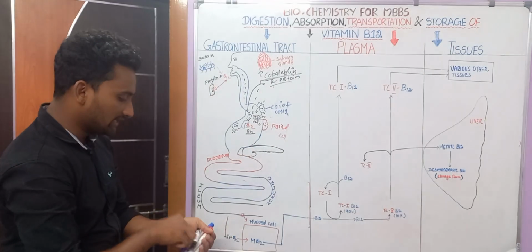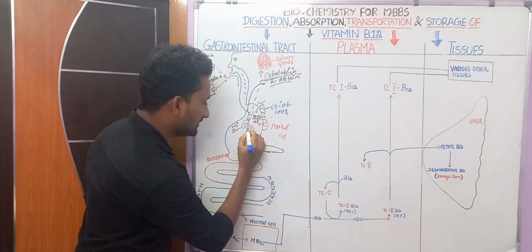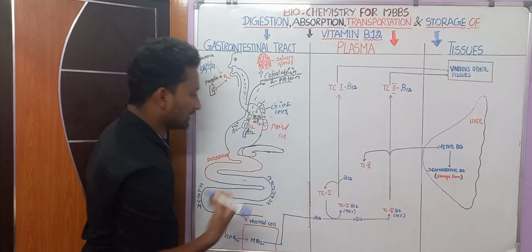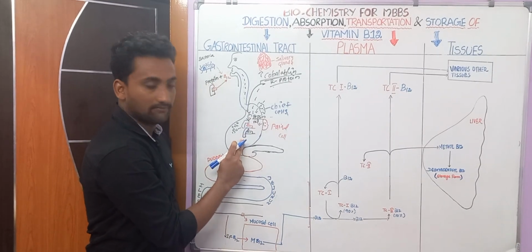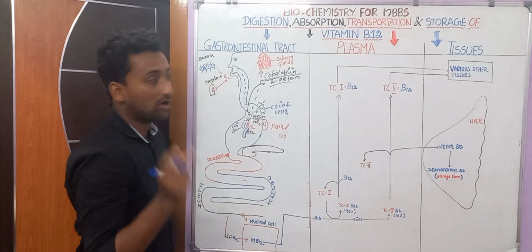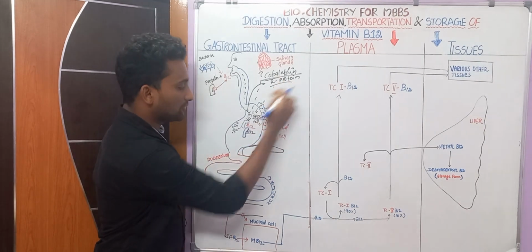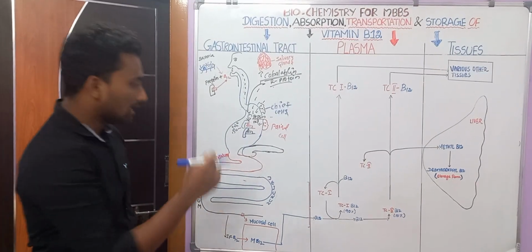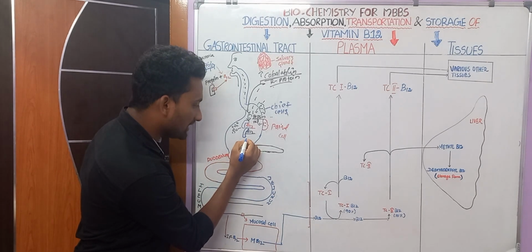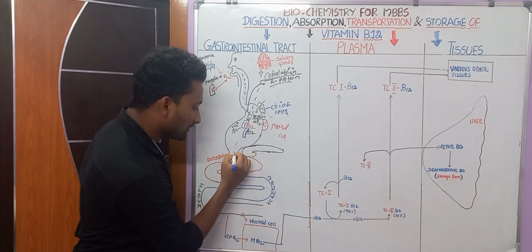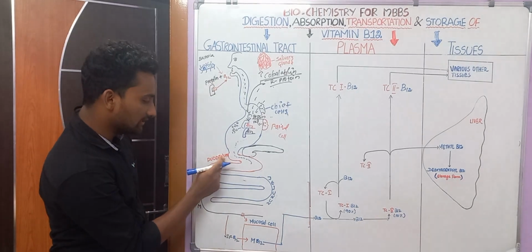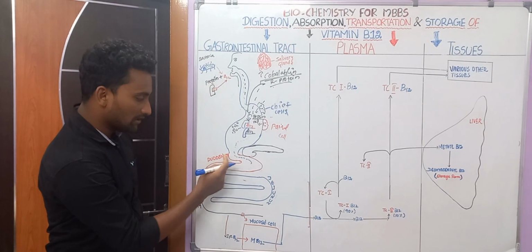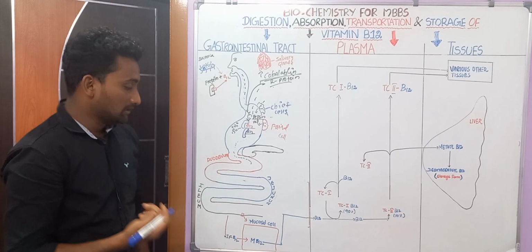I am indicating with another color, this is blue color. Now B12 along with cobalamin, the cobalamin B12 complex, or you can also pronounce it as R protein B12 complex. Now this R protein B12 complex enters into the first part of the small intestine, which is the duodenum, as I already wrote here.